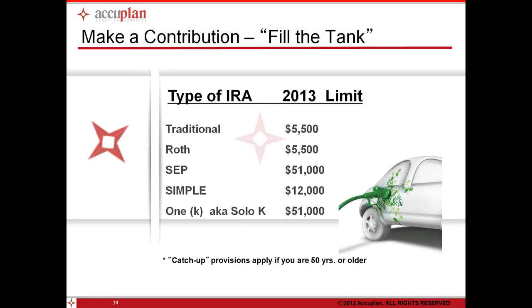So these are the types of plans that are available through a self-directed plan, through AccuPlan. You have the traditional IRA.